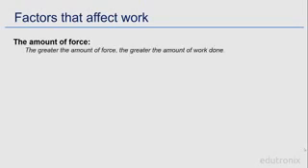Let's look at some factors that can affect the amount of work done in any instance. Work can be affected by the amount of force that is applied. In other words, when we have a greater amount of force, the amount of work that is done will be greater. Take a look at these two examples. The first one shows that a force of 20 newtons was applied on an object through a distance of 1 meter. The resulting work done was 20 joules because we multiply the force by the distance.